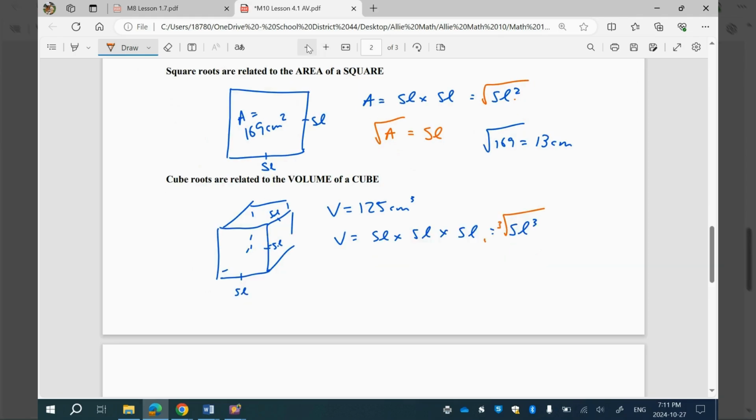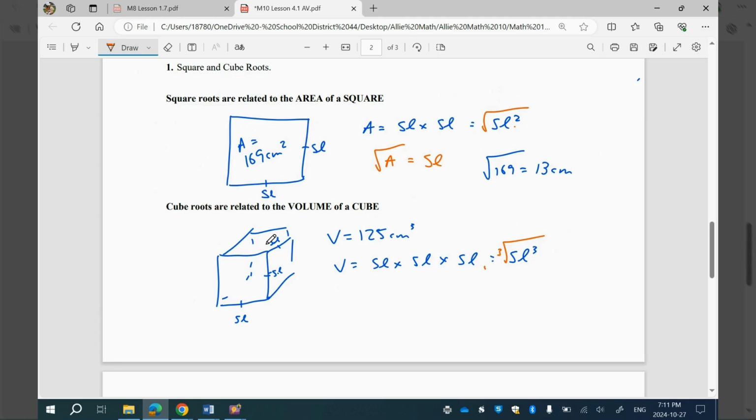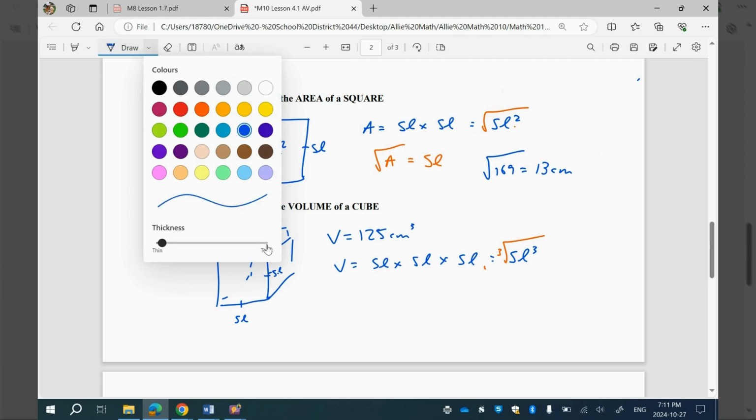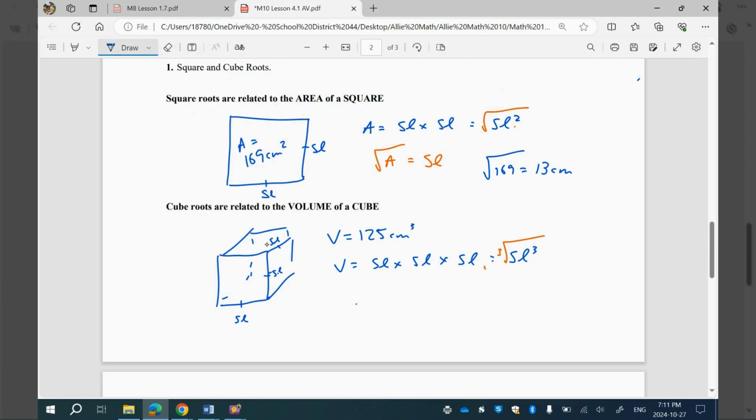So if we want to find the side length, we have the volume of this cube, we can do the cube root of 125, and we get 5 centimeters as our side length.